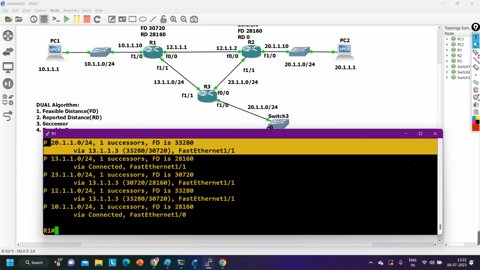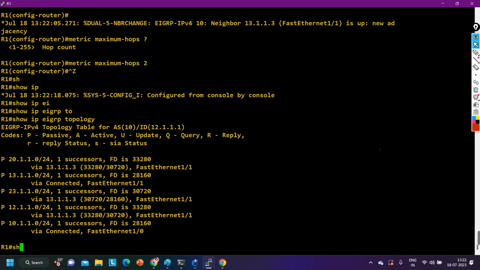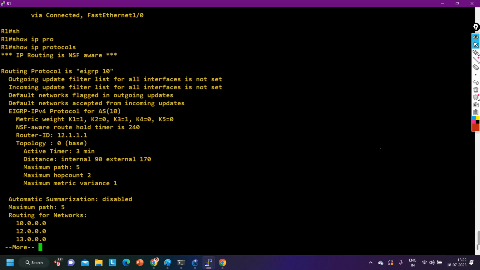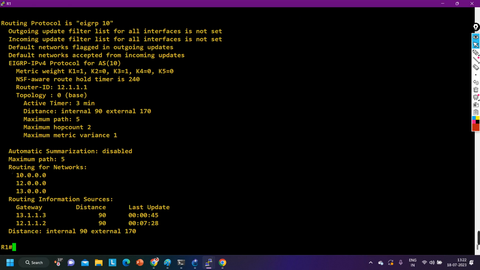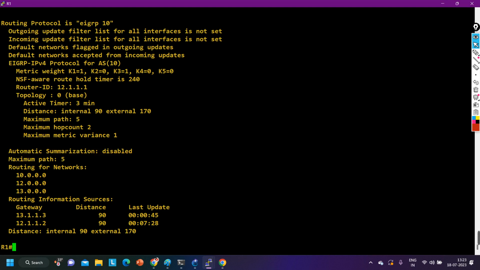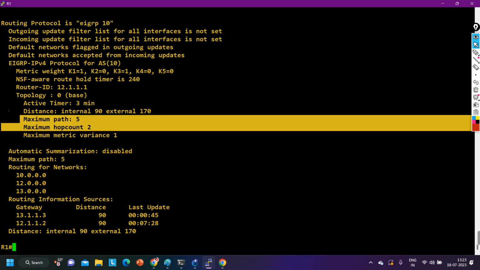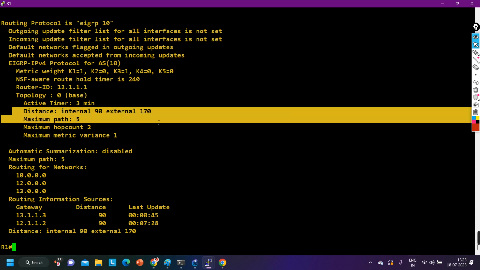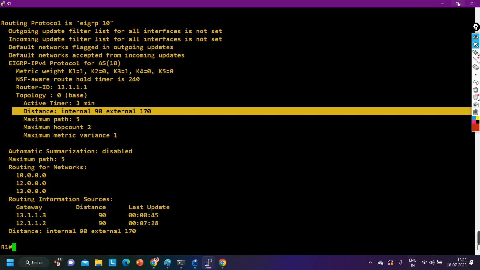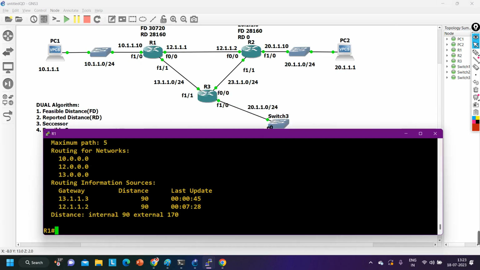First we discussed maximum paths, then we discussed maximum hop count. Now, show ip protocols. By running this command, these are the gateways, these are the routing information. Maximum path is 1, automatic summarization is disabled, maximum hop count is 2, distance internal is 90, external, we will discuss it tomorrow. And now we don't have much left in EIGRP for CCNA students. The rest are very advanced concepts that you will learn in CCNP or CCIE.